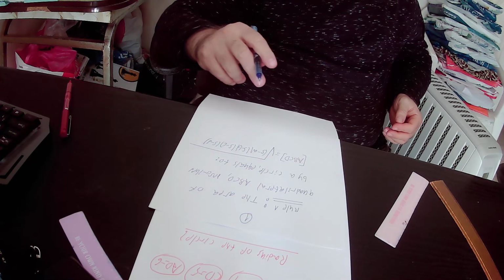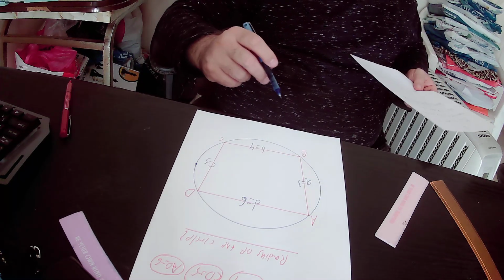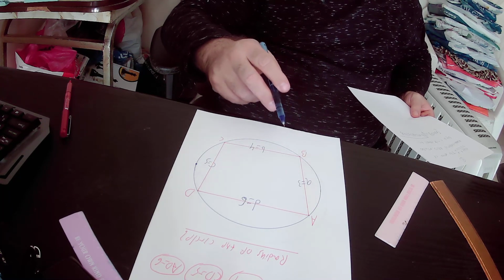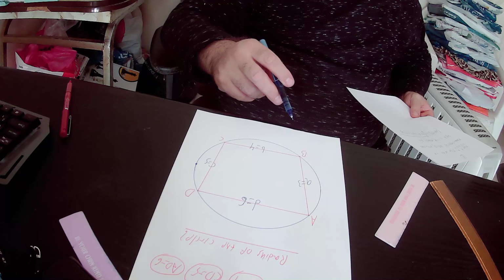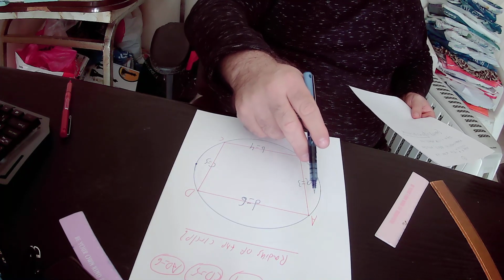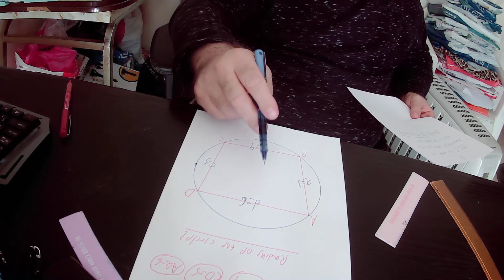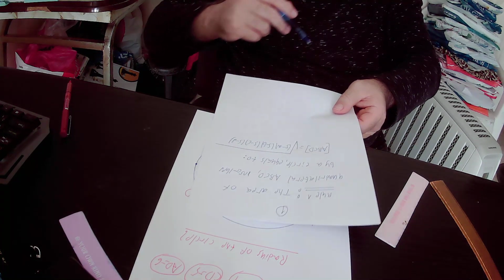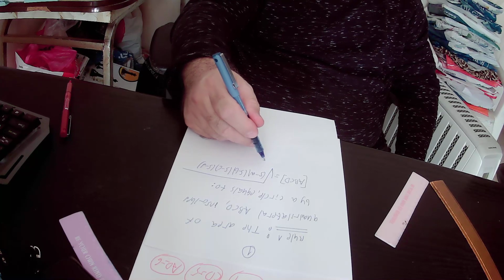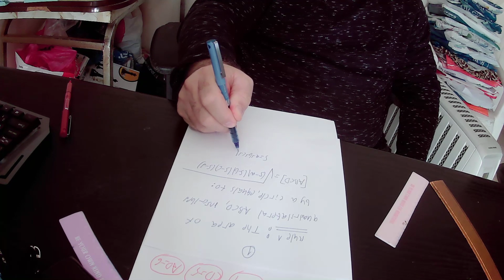where A, B, C and D are the lengths of quadrilateral ABCD sides. Here A equals 3, B equals 4, C equals 5, and D equals 6. And S equals A plus B plus C plus D over 2.